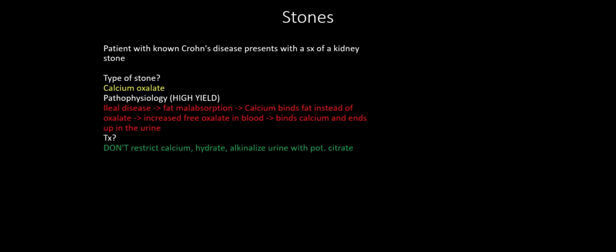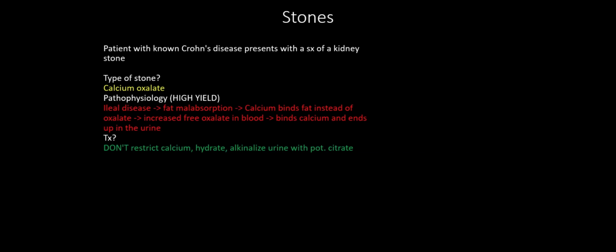So, don't restrict calcium, you would restrict oxalate, and obviously for all kidney stones, hydration is good to dilute those levels. And then in this case, with the calcium oxalate, like an acidic compound, you'd want to alkalize the urine with potassium citrate to kind of counter that out. So, kind of a good thing to know.